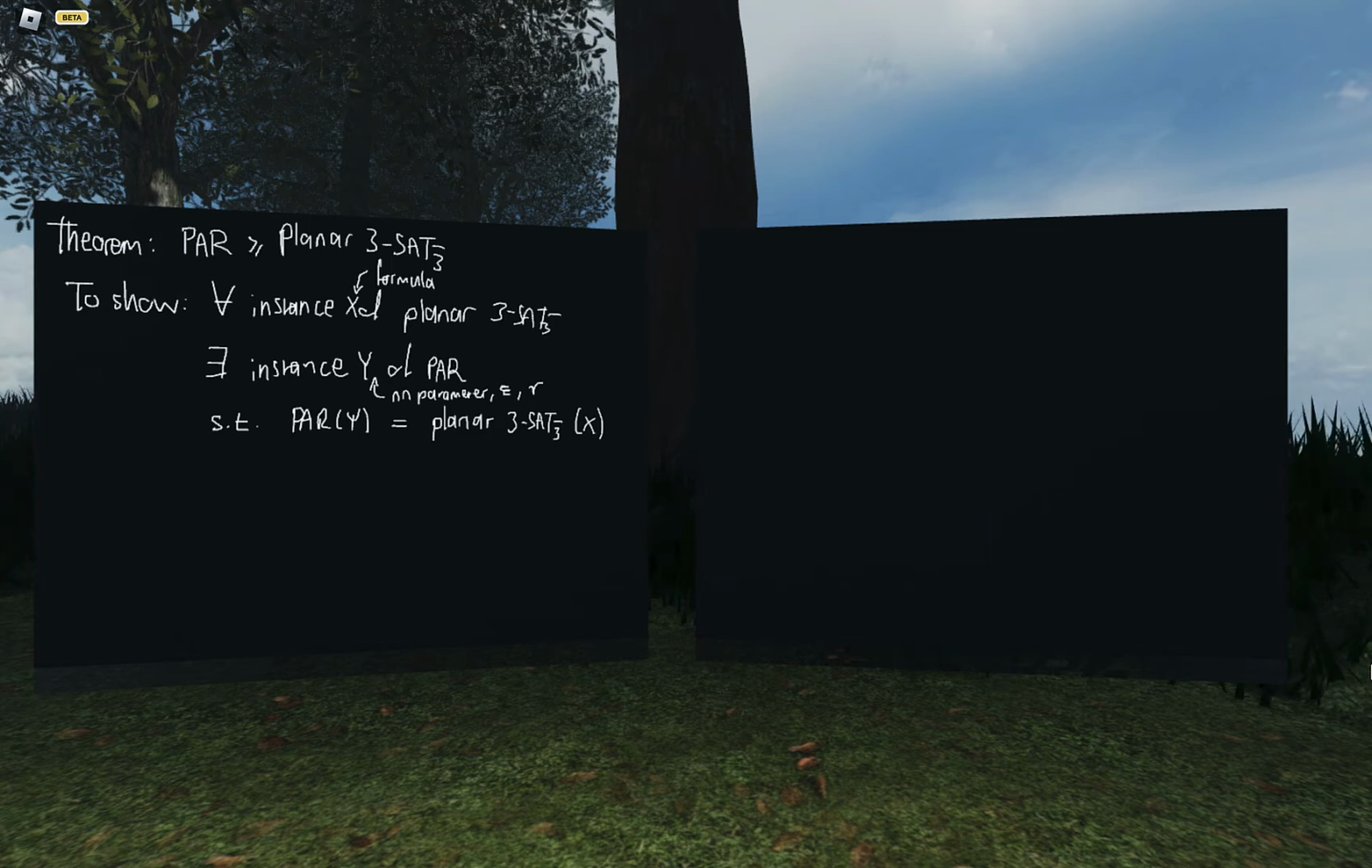So my job is to show you how to turn a formula into a parametric approximate rank instance, such that the parametric approximate rank instance works out to be just as compressible as the planar 3-SAT-3 instance is satisfiable. Is that clear?